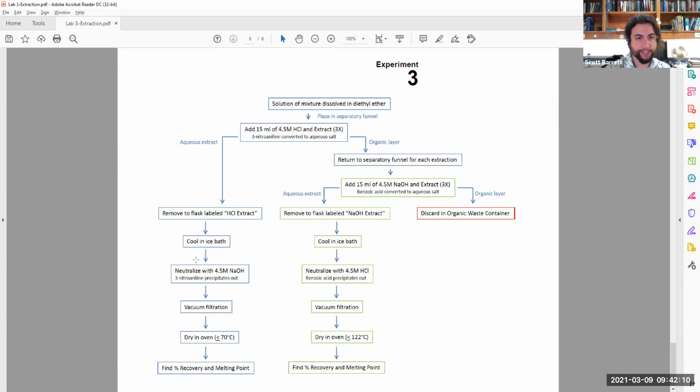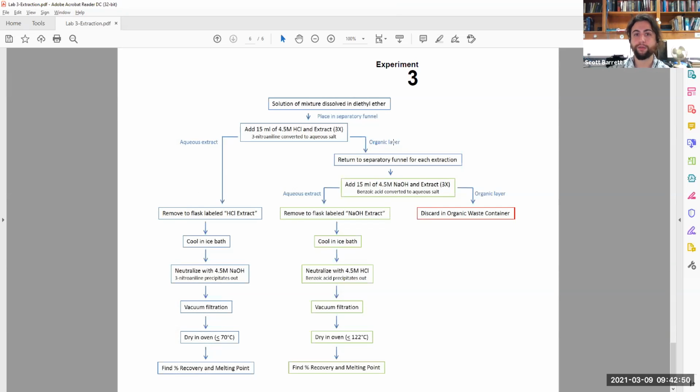So I'm going to go forward with this left side. Let's just say that you're performing this experiment and you have your hydrochloric acid extract on the side. Your nitroaniline is now the ammonium salt dissolved in hydrochloric acid. Put it onto your ice bath, then slowly neutralize it with sodium hydroxide, and the 3-nitroaniline actually comes out. Then you can vacuum filtrate it and obtain a good solid, and then you could dry it in an oven, perform your percent recovery to see how much you got out from your beginning amount that you dissolved in there, and then finally find your melting point to see how pure it is.